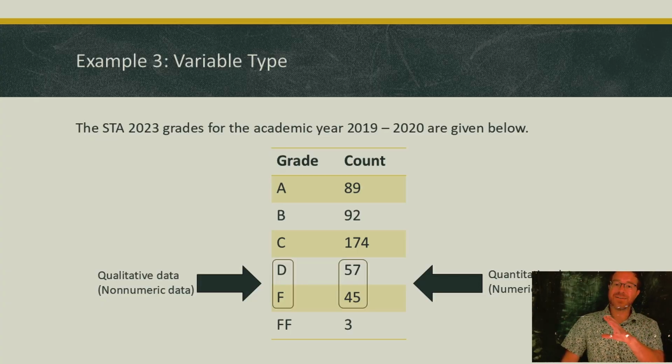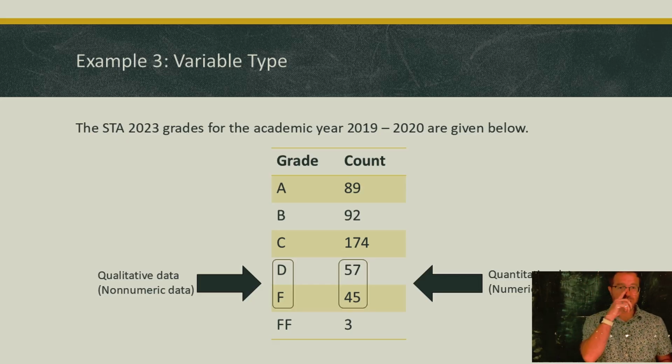So our qualitative data would be the grade, the letter, because that letter represents how well you did. It is not numeric, though. It does not have numeric meaning. The count would be our quantitative data.